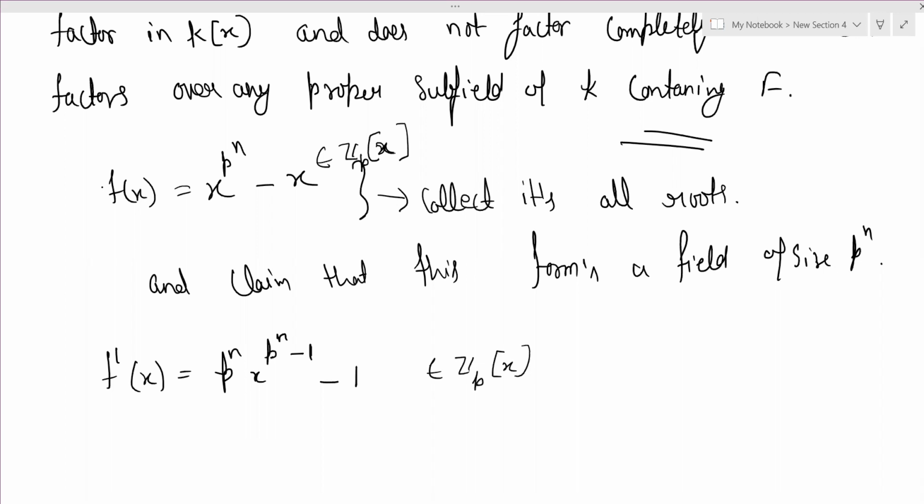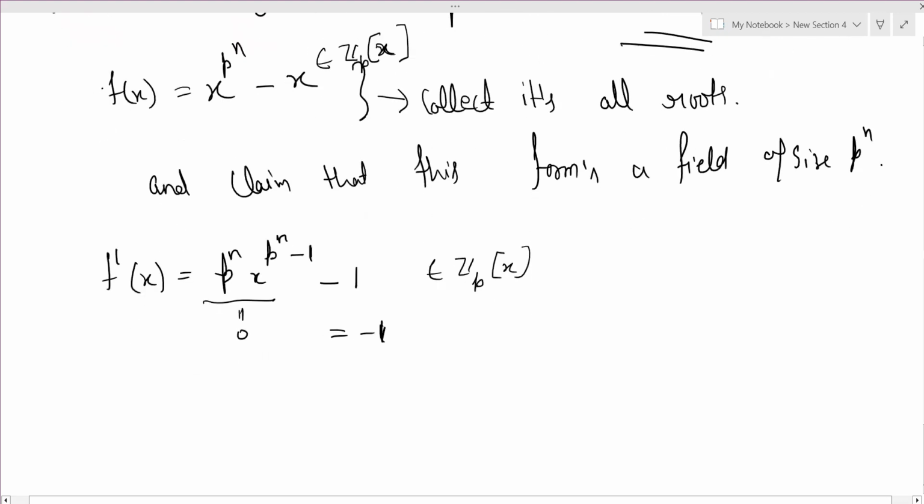This is in Z_p[x], right? So this term is 0. This is p to the power n minus 1 times. So any root here is not a root of this one, right? Agreed or not? Yes, because they do not have common roots. So that implies all roots are distinct.